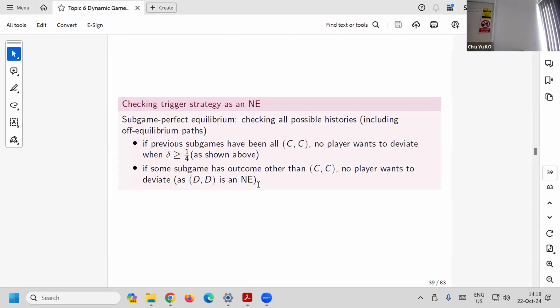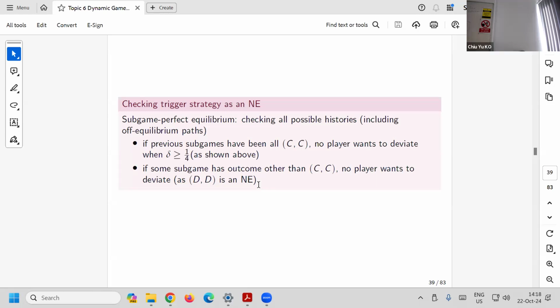Because under this outcome, what would the player's strategy be? Under not CC, you would choose D forever. If you choose D forever, no matter what I do, you choose D, right? So the best thing I can do is choose D. That is the idea.